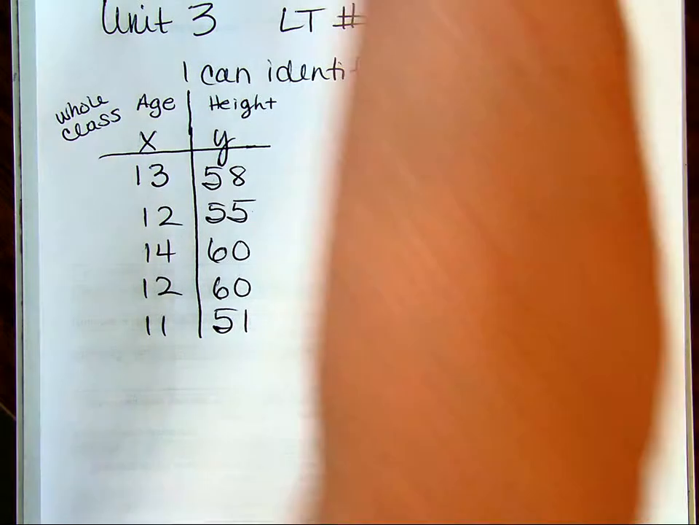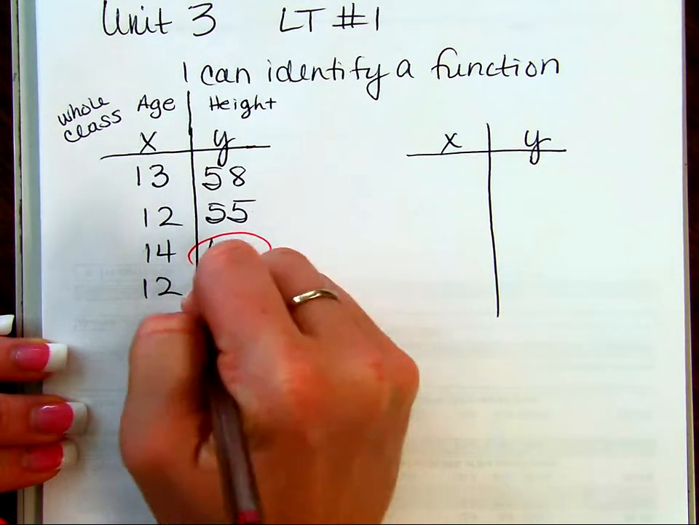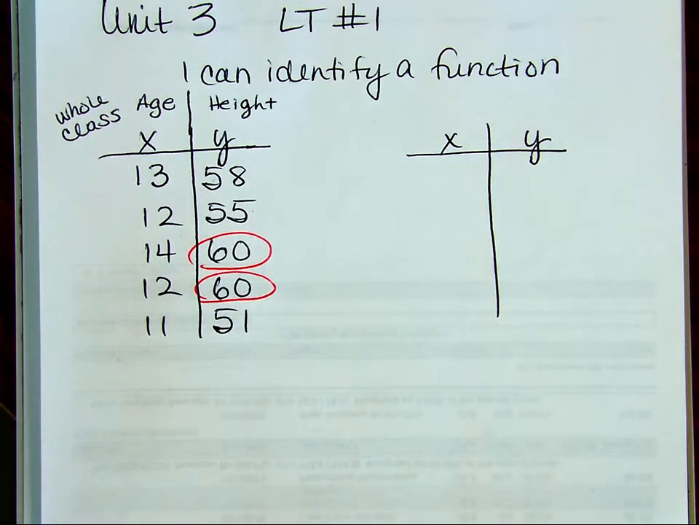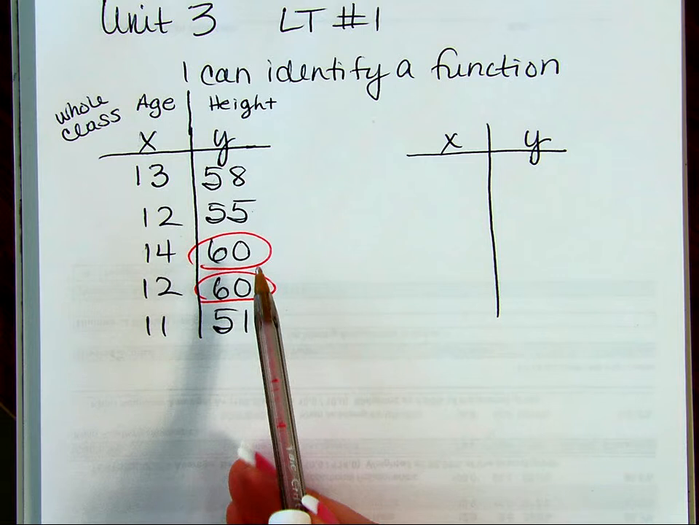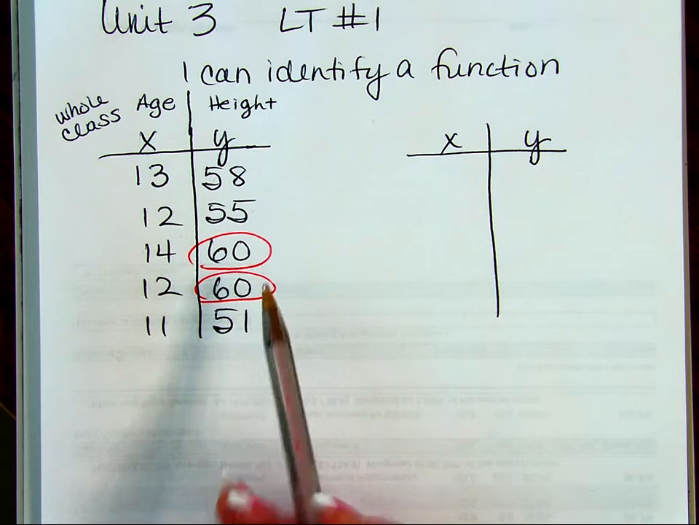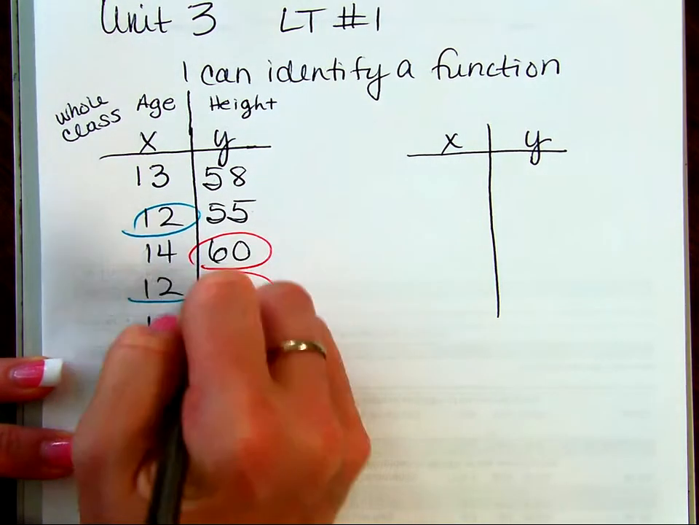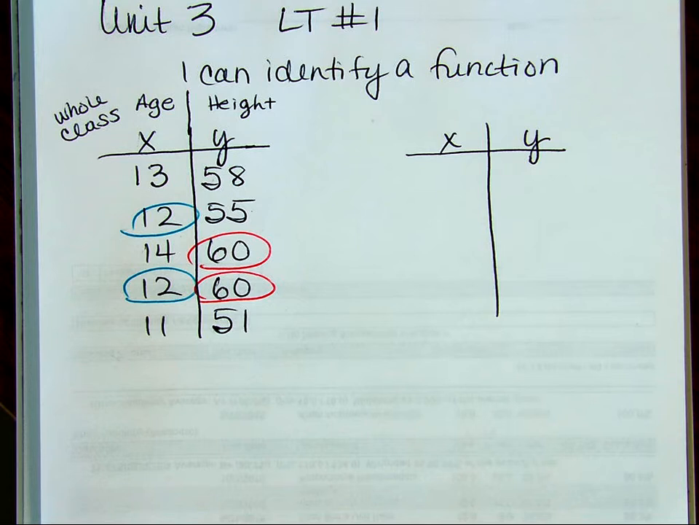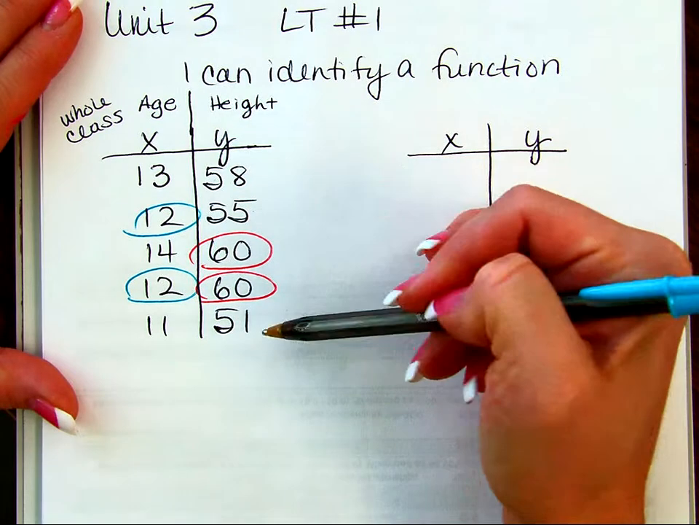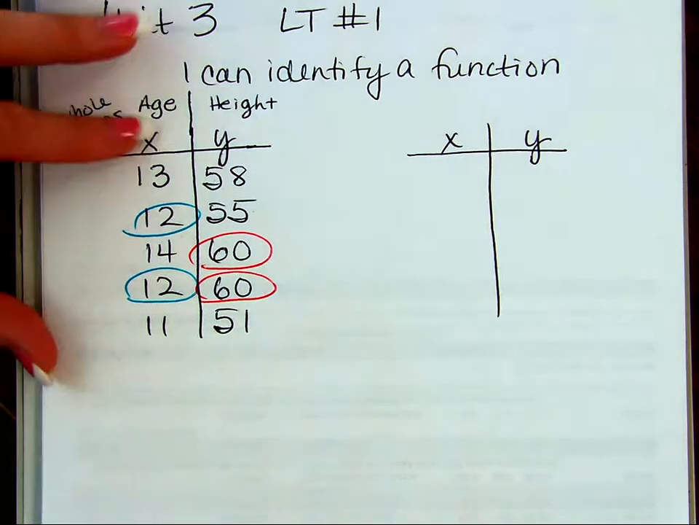I see that there are two 60s in the Y column. See anything wrong with that? No. It just means that there are two kids who are the same height. No big deal. That's allowed to happen. It happens a lot, actually, right? I see two 12s in the X column. See anything wrong with that? No. In this particular table, it just means that there are two kids who are the same age. And that happens a lot, especially in an 8th grade classroom, right? So there's nothing wrong with either one of these. Having two Y's that are the same, having two X's that are the same, that's okay.